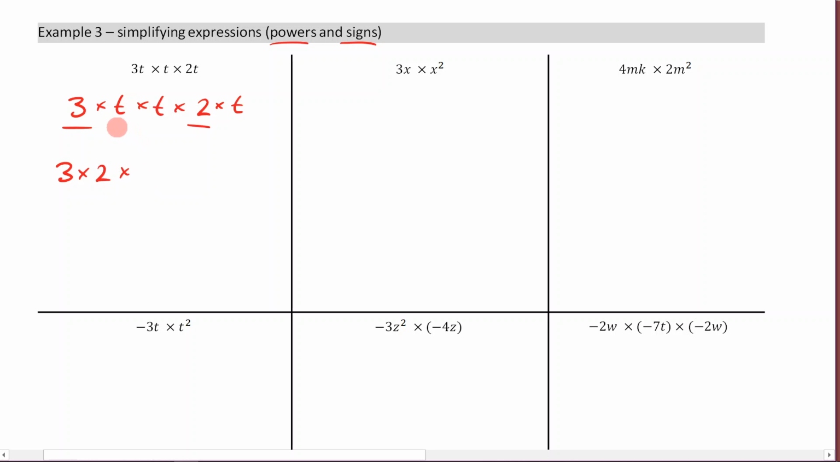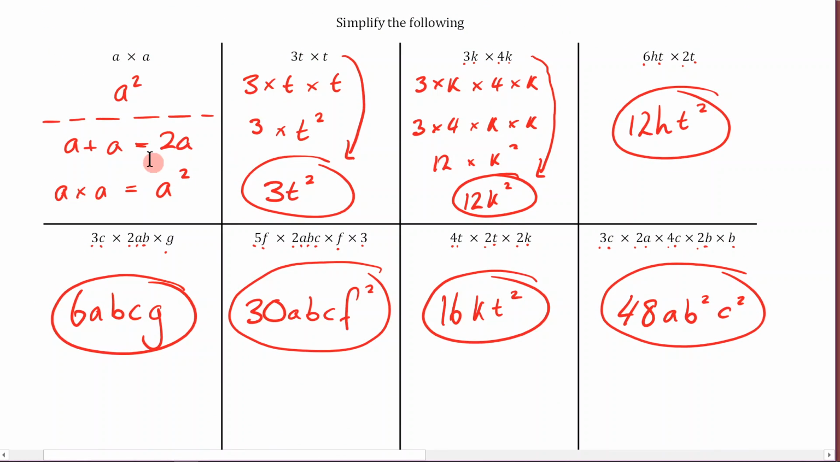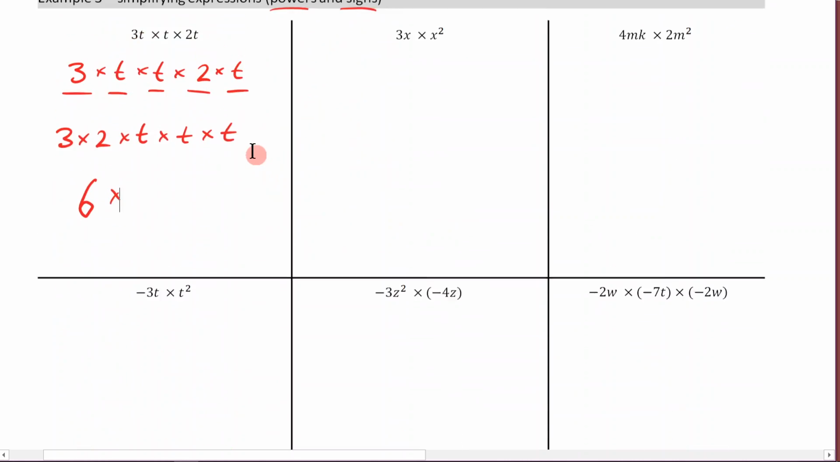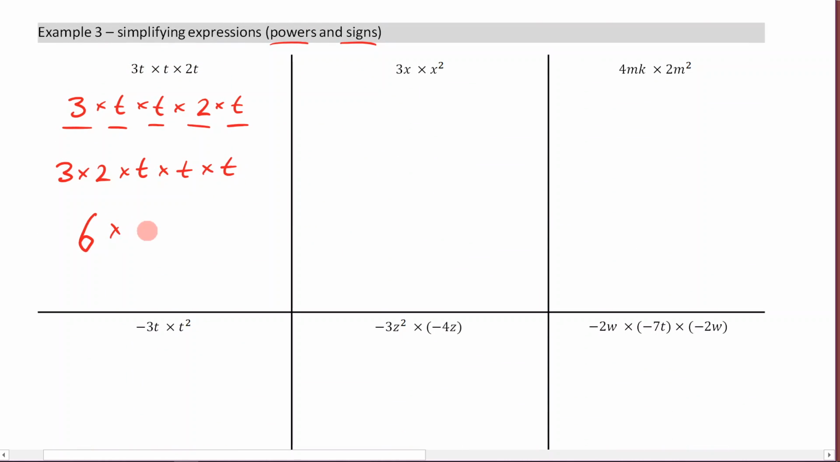And now, as you can see, I have 1, 2, 3 t's. Well, I know that 3 times 2 is 6. Now, what is t times t times t? Well, if we go up here for a second, if we know that t times t is t squared, well, if I now have another t being times there, it's going to be t to the power of 3, or we call this t cubed. And my final answer, therefore, would just be 6t cubed. That's my answer.